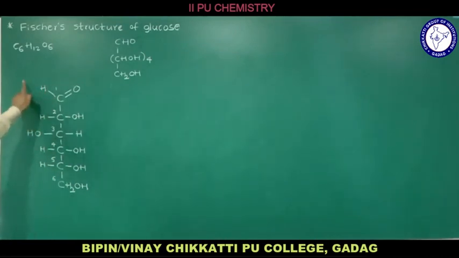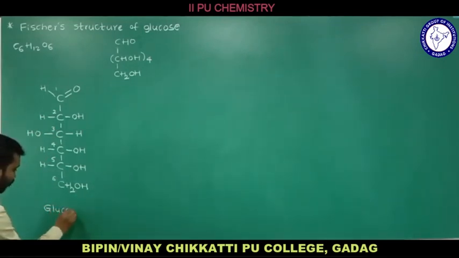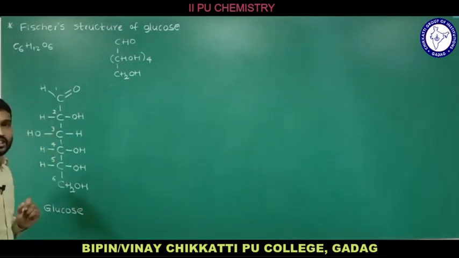At the top we have CHO, at the bottom we have CH2OH, right. On carbon number 3, H is on the right, OH is on the left side, and the remaining carbons have exactly the opposite configuration of that. Okay, so that is actually the Fischer structure of glucose. So this is the complete open chain structure.